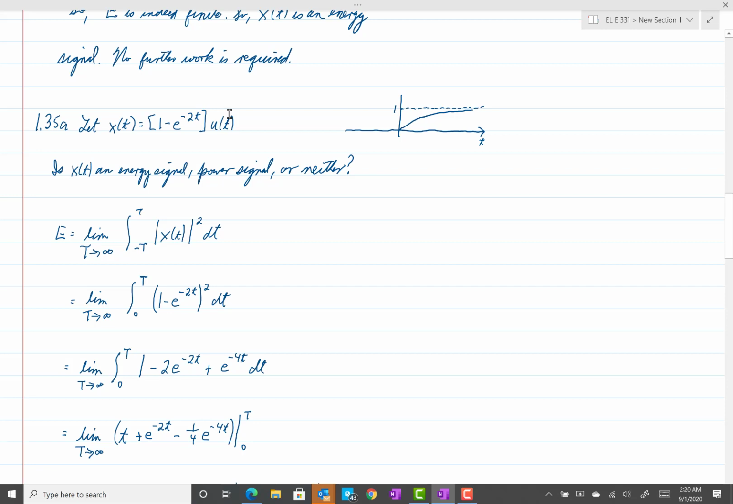Now, because of the presence of that u of t, the lower limit on the integral becomes just plain old 0. The upper limit remains as capital T, and then when we substitute in this 1 minus e to the minus 2t for x, we get this. And notice now, we don't have to include u of t. We've already included the effect of u of t by setting the lower limit of the integral to 0. Everywhere in the positive range, u is equal to 1, and 1 squared is equal to 1, so we really don't have to include that.